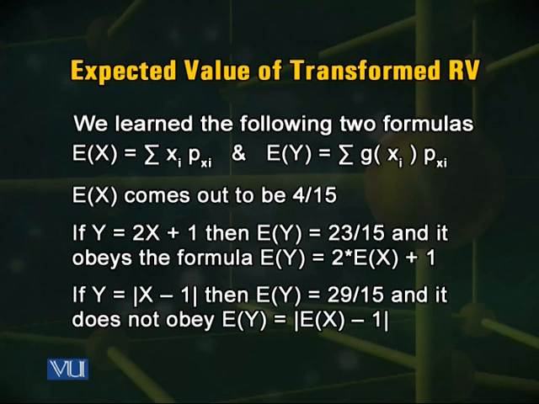If we try that, we'll see that it is the absolute value of 4/15 minus 1, which gives us a value of 11/15, which is not equal to the expected value of y that we get explicitly by using the probability mass function of random variable y. So apparently, this rule of getting to the expected value of y using the expected value of x and the mapping that defines the relationship between x and y works for some mappings and does not work for some mappings.